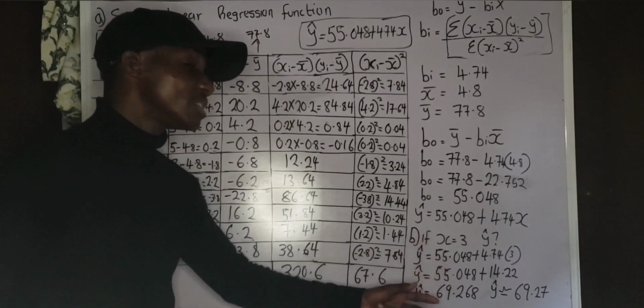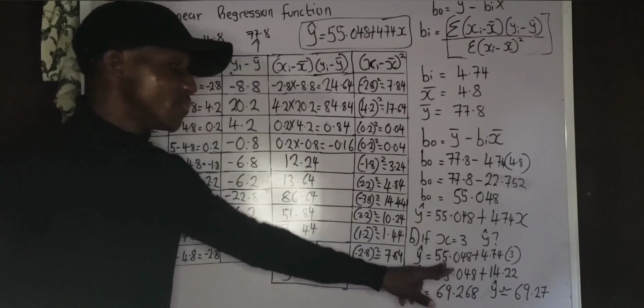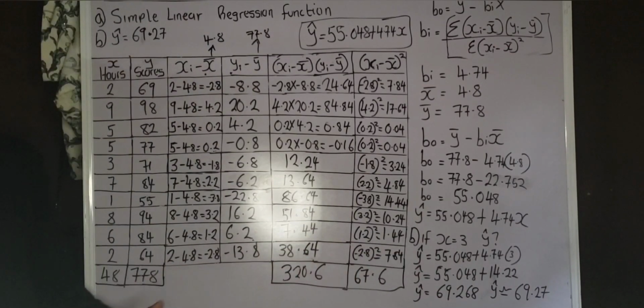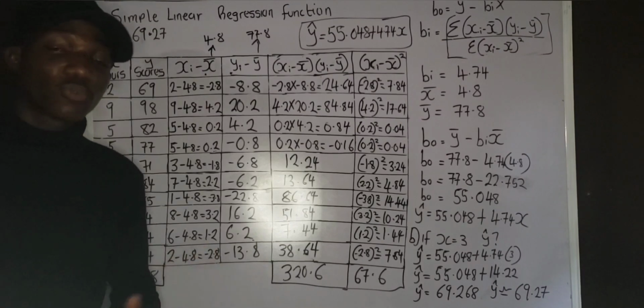You understand? So we have determined the regression equation for this data, and we've been able to calculate the value of the dependent variable y when the value of our independent variable x is equal to 3.